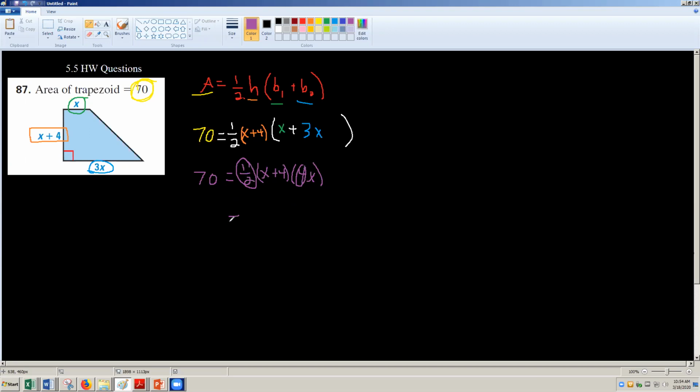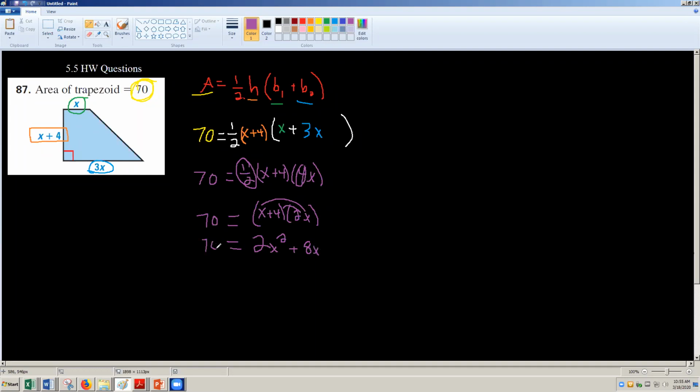So when we're doing this, this turns into x plus 4 times 2x equals 70. So now from here, since it was 5.5 stuff, it probably wants to solve by completing the square, so we can do that. This ends up turning into 2x squared, because I'm doing 2x times x, and then I'm going to do 2x times 4, and that 2x times 4 gives me 8x.